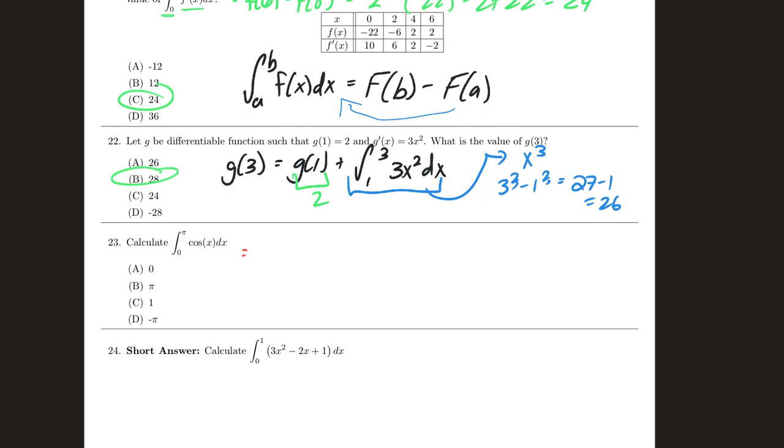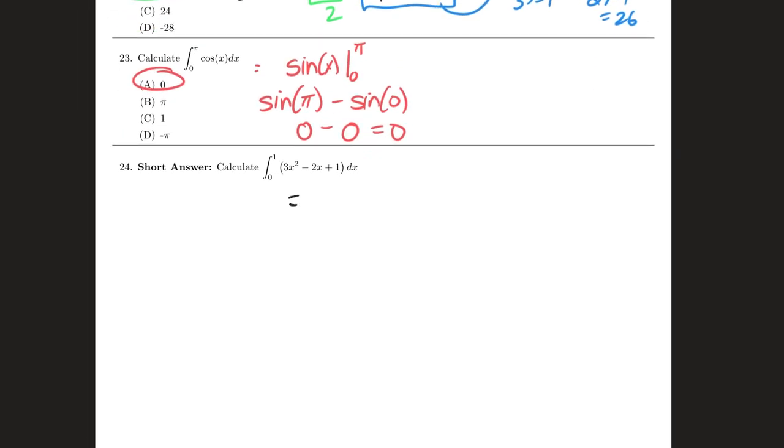This one is a direct application of the fundamental theorem. If I want to take this integral, I do its antiderivative. The antiderivative of cosine is sine. And then I plug in pi. I subtract when I plug in 0. Sine of pi is 0. Sine of 0 is also 0, so my final answer is 0.